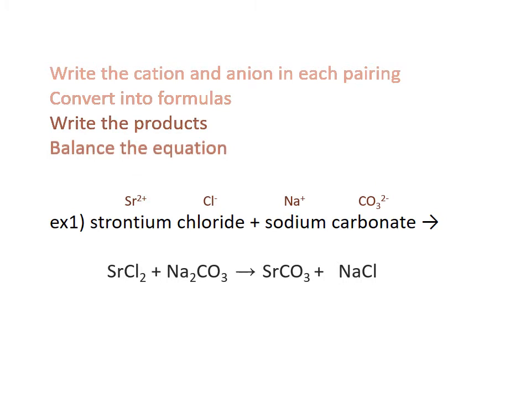Finally, I'm going to balance the equation. I have one strontium on either side. I've got one carbon on either side. I've got three oxygens on either side. But on the left-hand side, I have two chlorines, so I will need two chlorines on the right. When I do that, I also wind up with two sodiums on the left, two sodiums on the right. The equation is balanced.